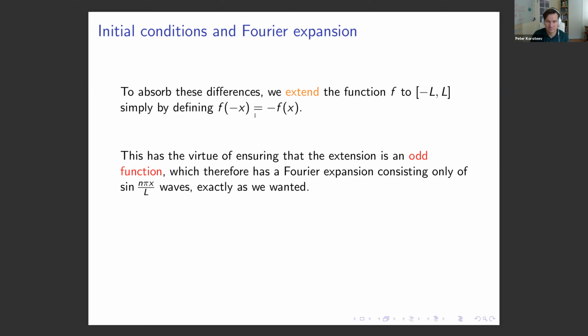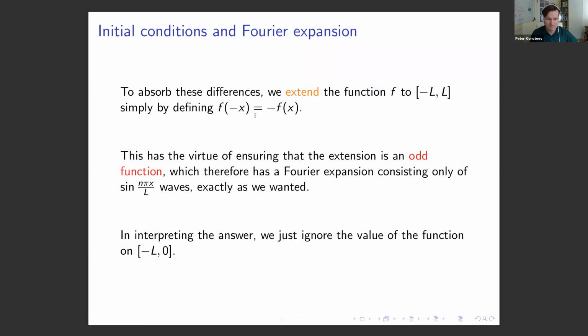So it's a certain choice, a choice that we made, but it's a tool which will help us to calculate the answer. So in interpreting the answer, we just ignore the value of the function on negative L to 0, right? Because it was our mirroring trick.